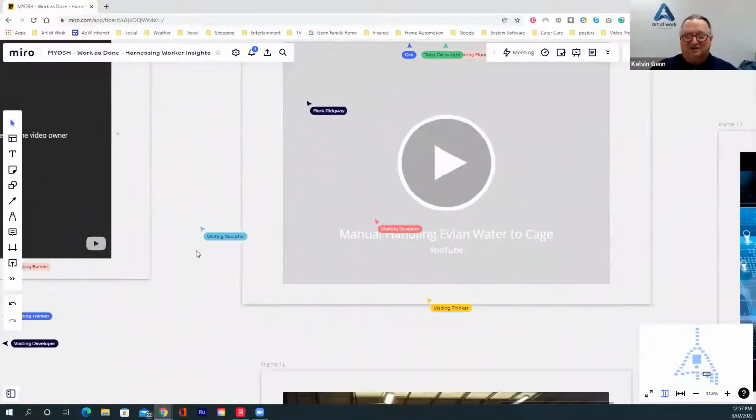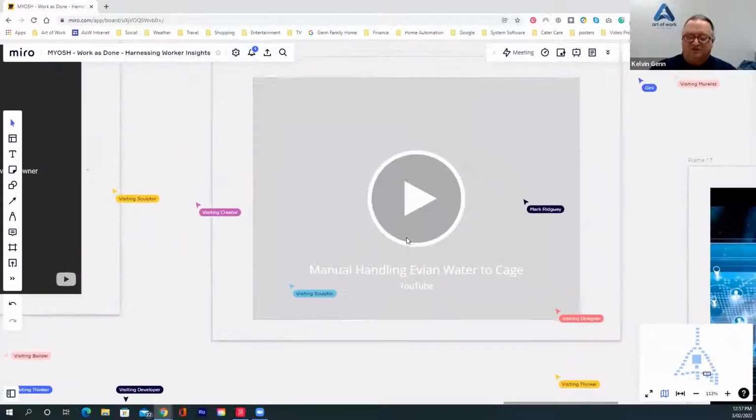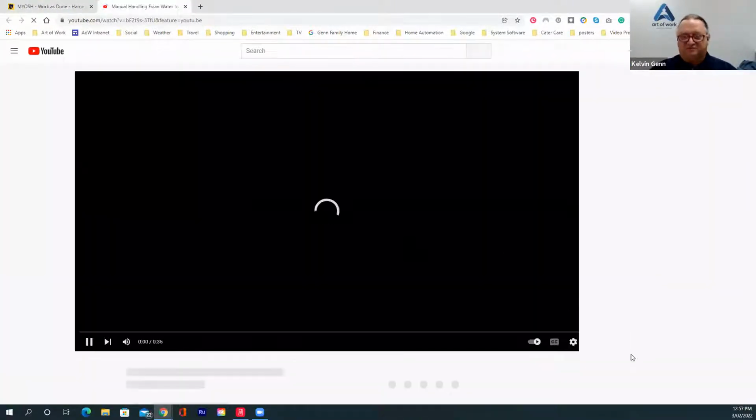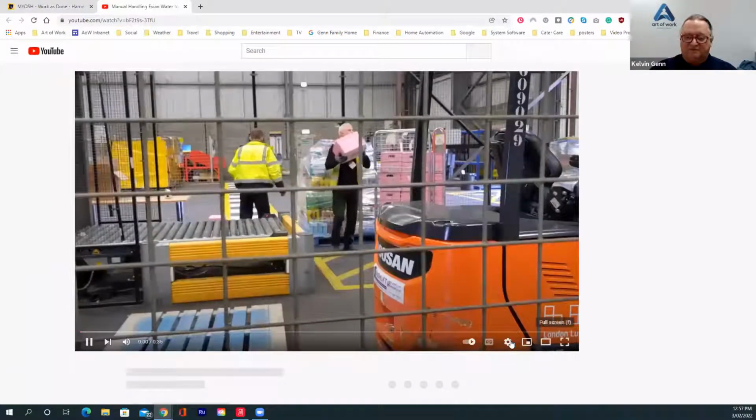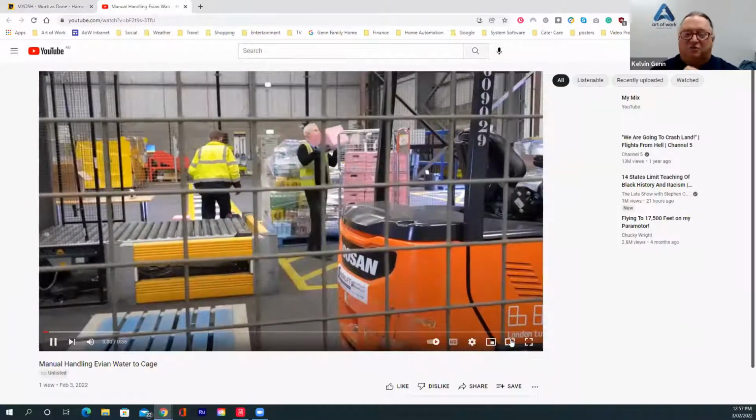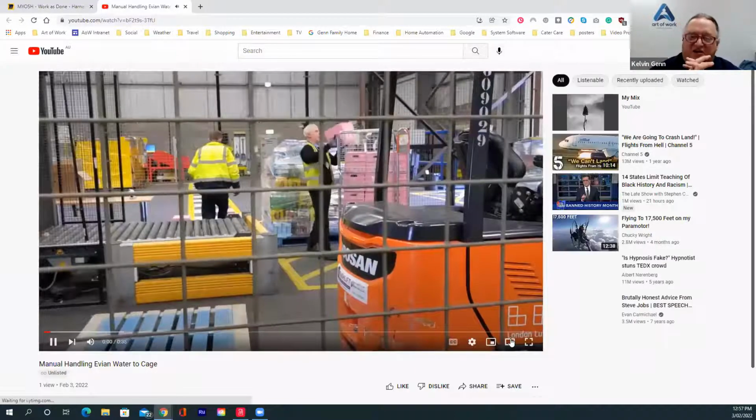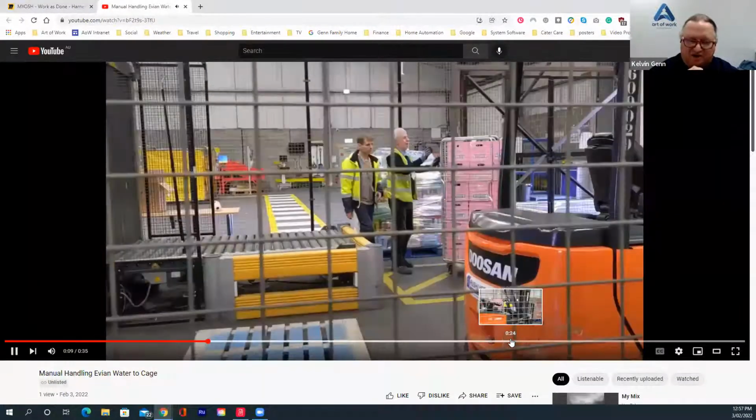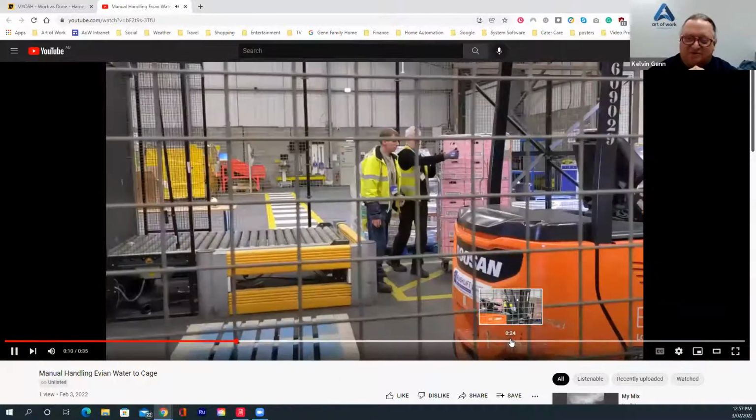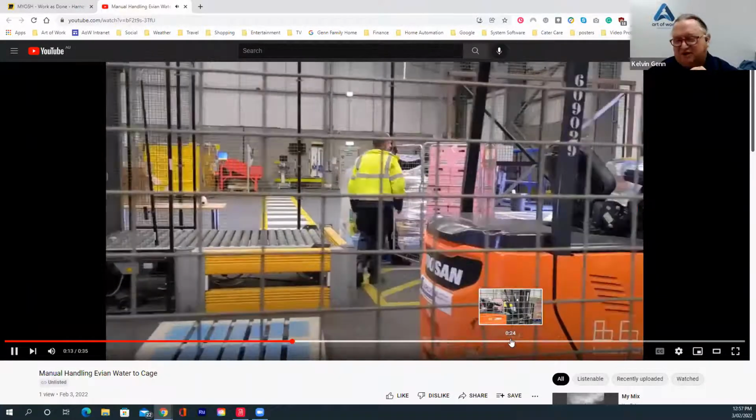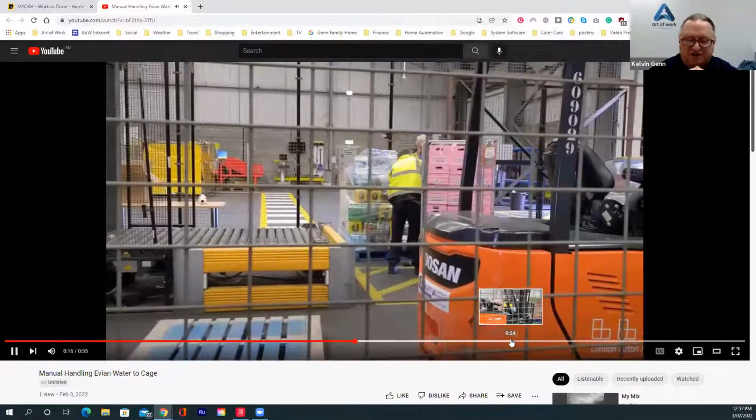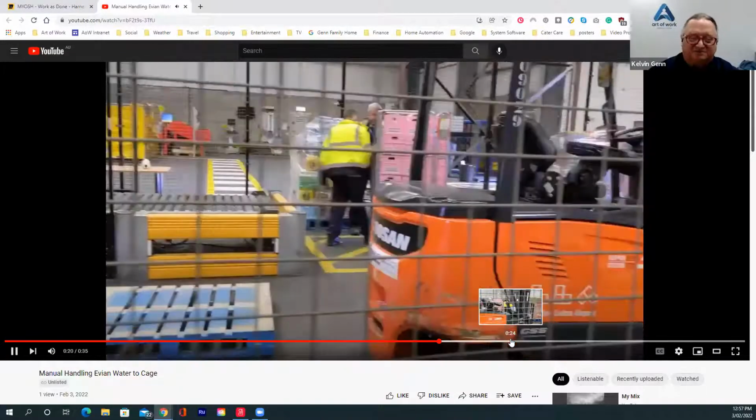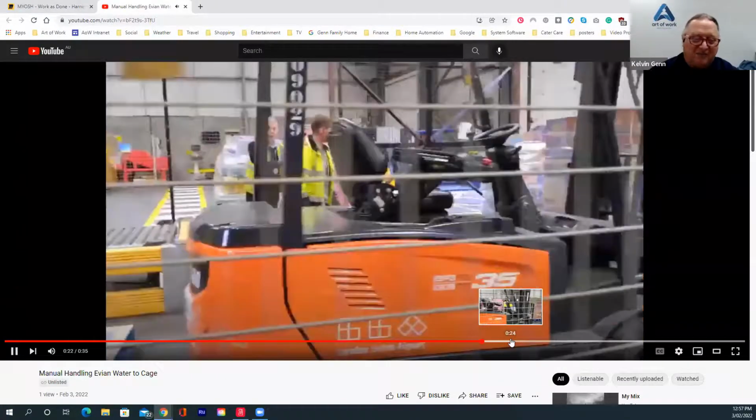I'm going to show you another discovery experience. This again is another real world experience. Now, what they're doing here is you'll see these cages. So this is a customs clearance operation in an international airport. These are boxes of Evian water that are going into the retail area. And so these come in on a pallet.